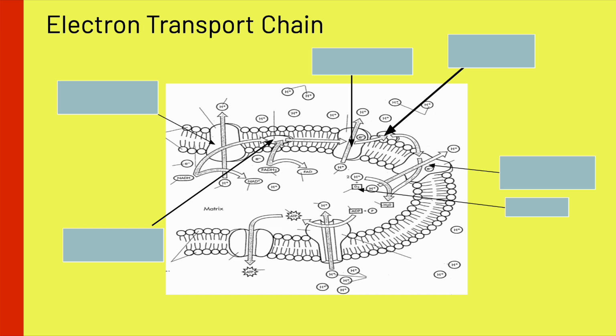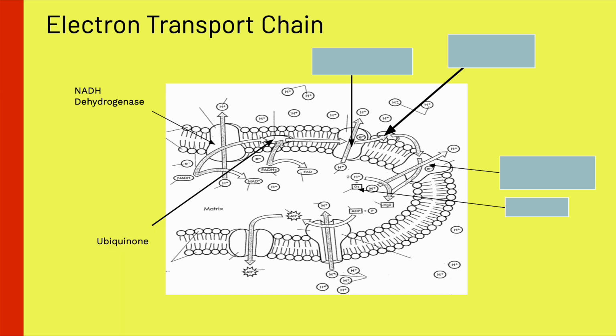NADH and FADH2 carry 2 electrons with them. These electron carriers drop off the 2 electrons that enter the electron transport chain. NADH drops off its 2 electrons at NADH dehydrogenase, while FADH2 drops them off at ubiquinone, skipping NADH dehydrogenase.